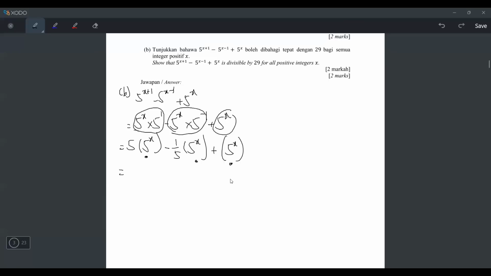So when you change to A, it will become what? It will be 5A minus 1 over 5A plus A, right? So what you have to do now is you just press the calculator, press 5 minus 1 over 5. And a lot of students forget to plus 1 here because they thought, oh, there's nothing here. But actually, you have to plus 1, okay?